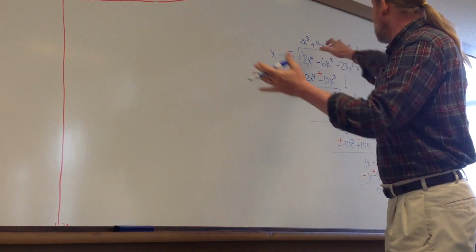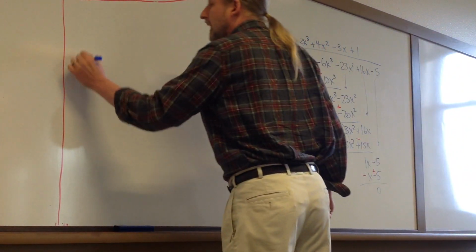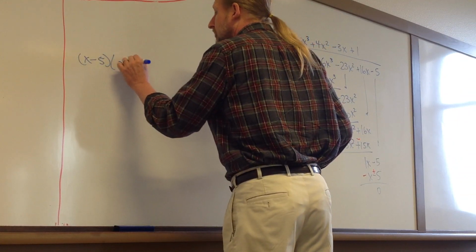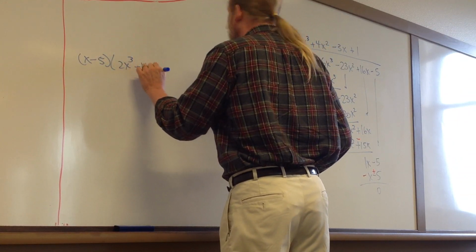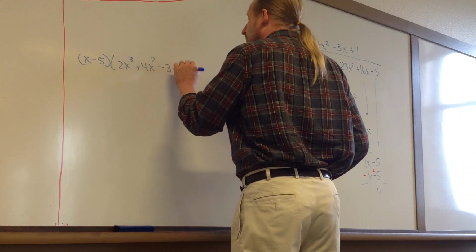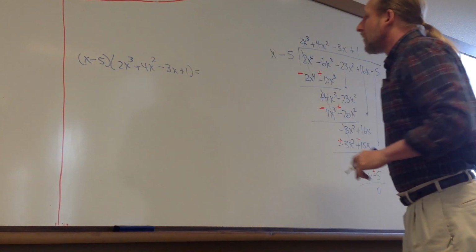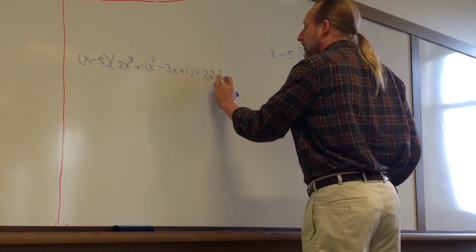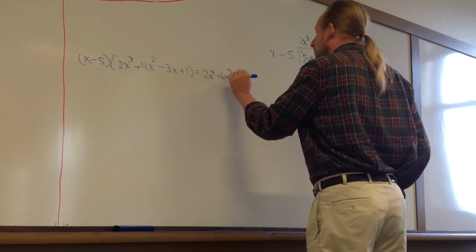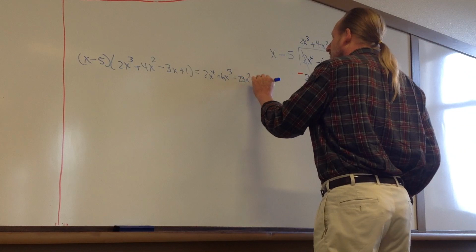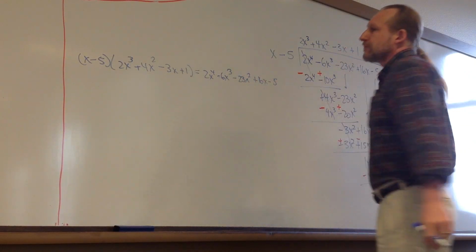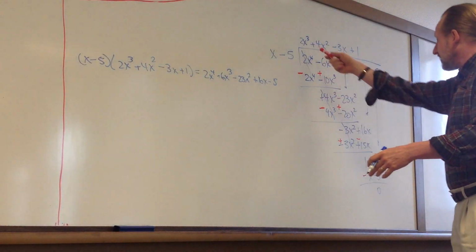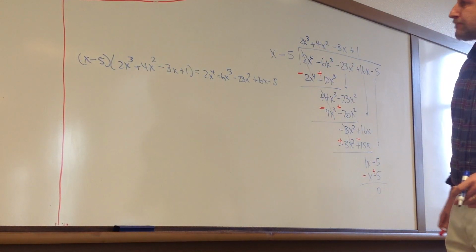So what we're saying in this problem is that x minus 5 times 2x cubed plus 4x squared minus 3x plus 1 will equal this polynomial that we were dividing into: 2x to the fourth minus 6x cubed minus 23x squared plus 16x minus 5. And if we do this multiplication, you can see this playing out here.